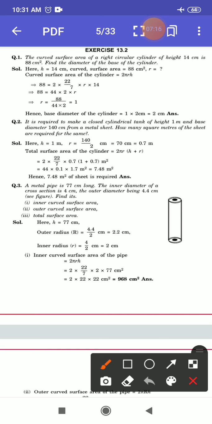Now we have to explain our next question, question number 3. Question number 3: a metallic pipe is 77 centimeter long. The inner diameter of the cross section is 4 centimeter and the outer diameter is 4.4 centimeter. Find the inner surface area, outer surface area and total surface area. So first of all you have to find the inner surface area.